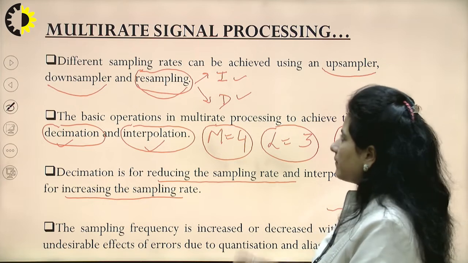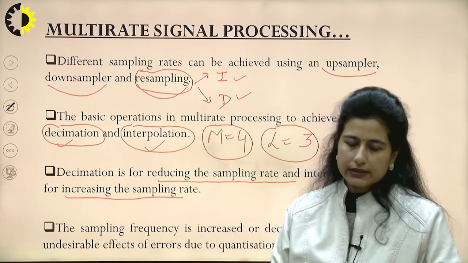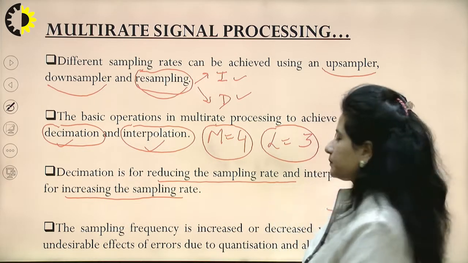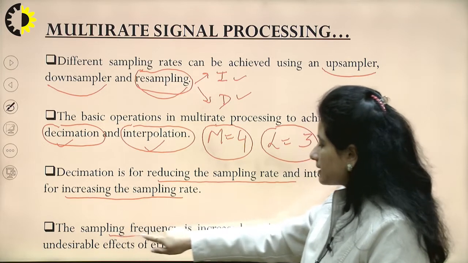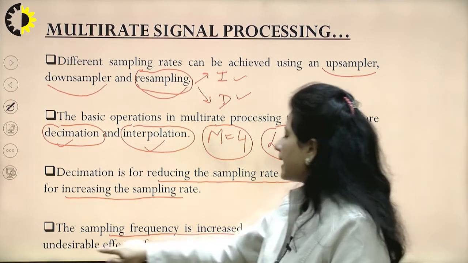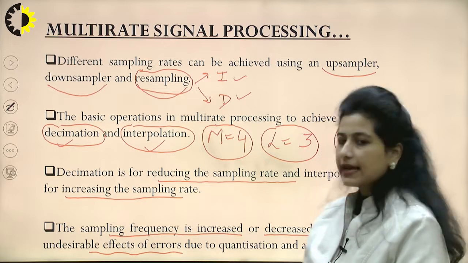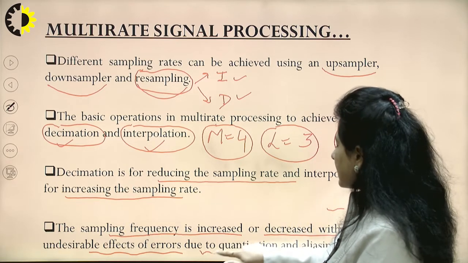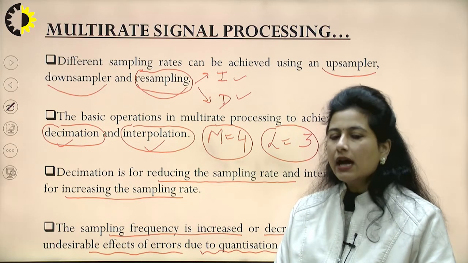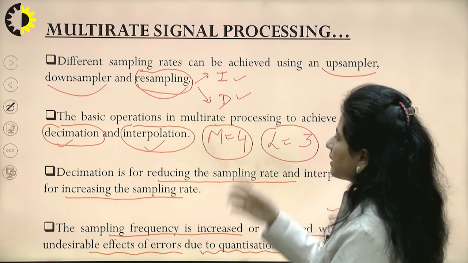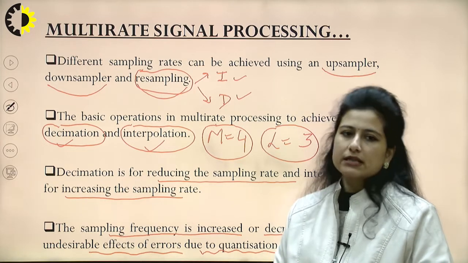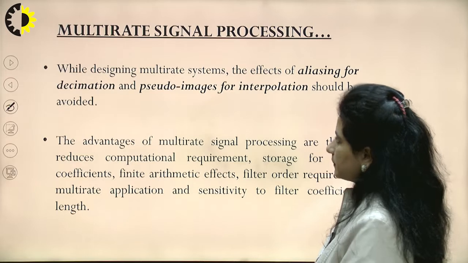So in summary, whenever we talk about multi-rate signal processing, we are talking about two basic techniques, which are decimation and interpolation. And we have to keep in mind that when we are increasing or decreasing the sampling frequency, it should be free from any undesirable effects, any kind of errors or any kind of aliasing which may appear because of the quantization process in the DSP processor. One by one we'll see what kind of errors can occur during decimation and interpolation and what the basic techniques are by which we can reduce those errors.